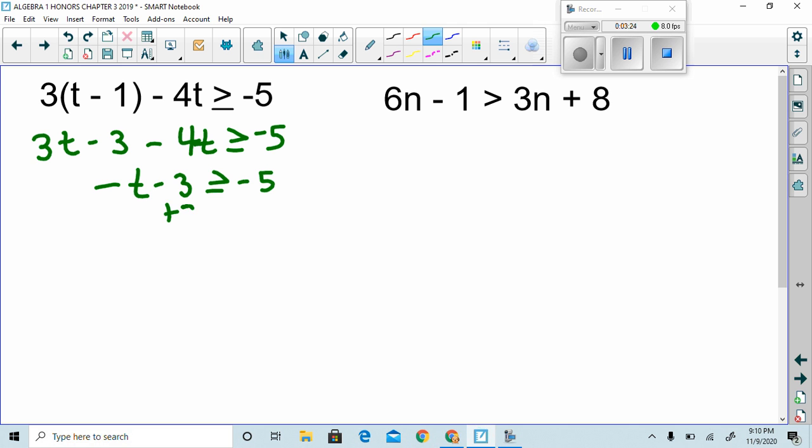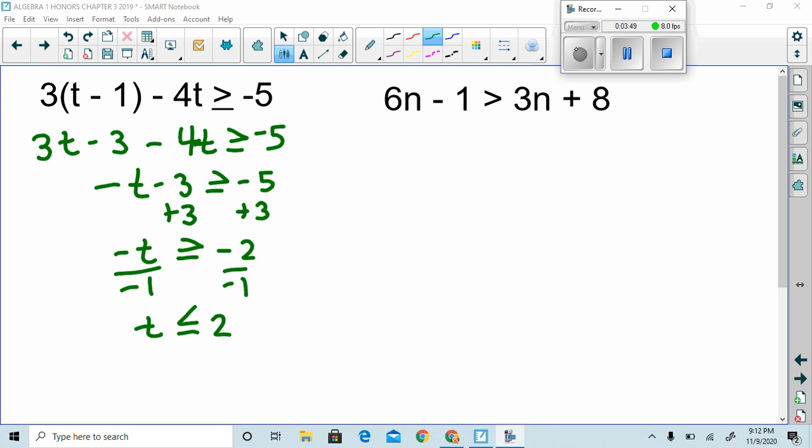Let's add 3 to both sides, and we'll have negative t is greater than or equal to negative 2. But again, we don't want to leave this negative here, so we're going to divide both sides by negative 1, and we'll get t is less than or equal to 2.